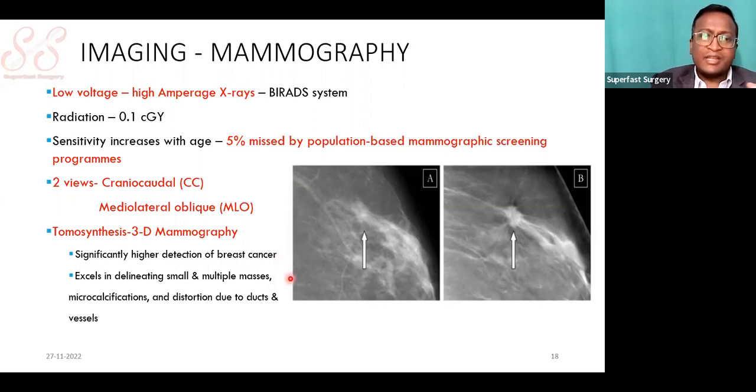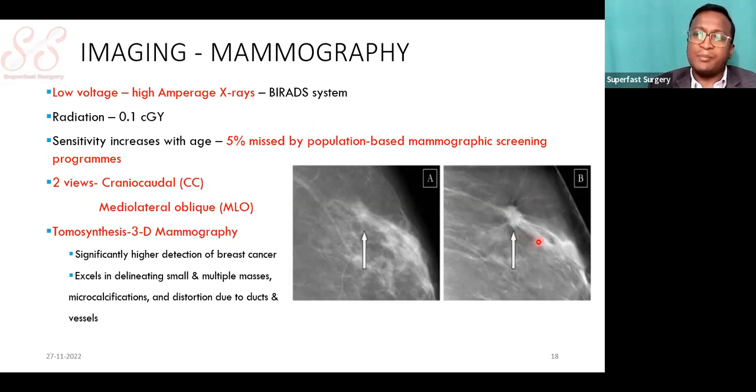So it has a significantly higher detection rate of breast cancer, and it excels in delineating small and multiple masses. Like we see, this is the conventional mammography, and here is the mass, but it is not so evident. But when we performed breast tomosynthesis, we can see that there are some spiculations, and there is architectural distortion also, and that is making us realize that this must be malignant in nature.